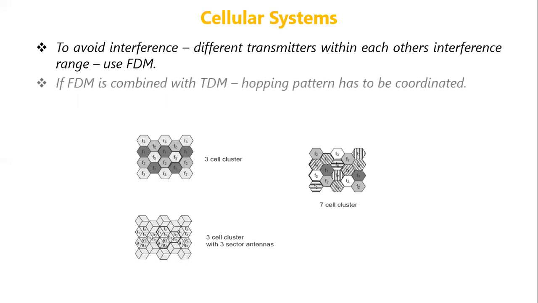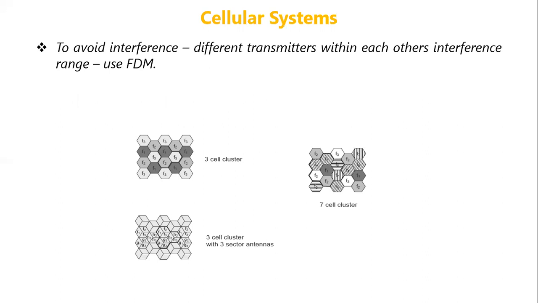Next, we will be discussing how to avoid interference. One technique that is followed is that different transmitters within each other's interference range can use FDM. If there is more than one base station and they are falling in an interference range, then they can use FDM, frequency division multiplexing. As they are interfering with each other, each user or each cell may work on different frequencies. That is called frequency division multiplexing.